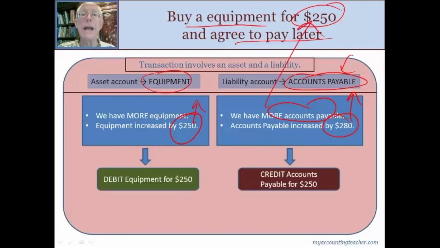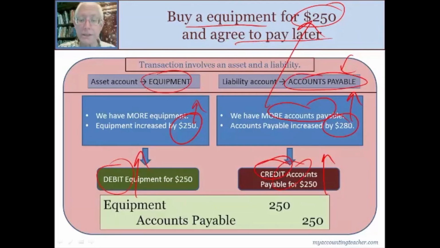We know when the asset equipment goes up, that's with a debit. And we know when the liability accounts payable goes up, that's with a credit. Debit to equipment means that asset goes up. Credit to the liability accounts payable means that liability goes up. So now step 3, let's put that into the journal entry with the debit first, credit second, credit being indented. And what are we saying here? When we're debiting equipment, we're saying that the asset went up. When we're crediting accounts payable, we're saying that the liability went up.